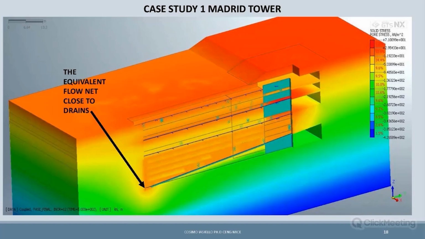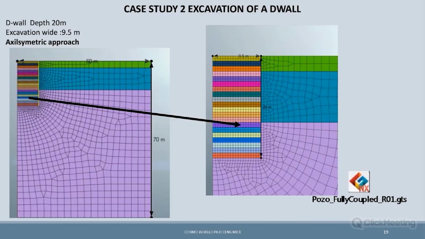As you can see here, we have a reduction of the pore stressor. Here also there were some ramps for facilitating the construction excavation. And here the equivalent flow net close to what we suppose were the drains. This was a simple way of modeling the water of the pore pressure.